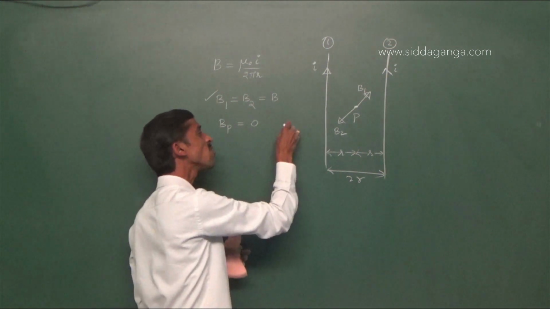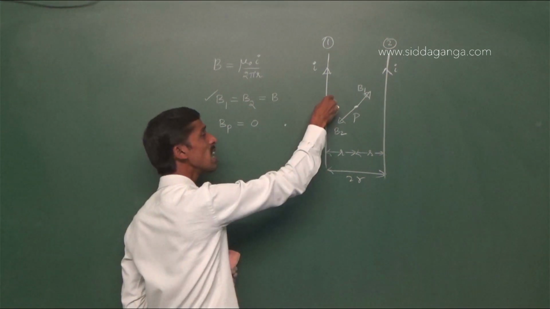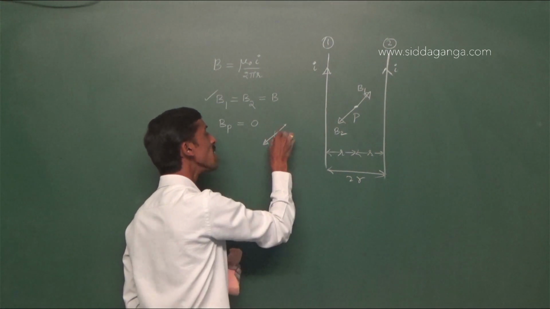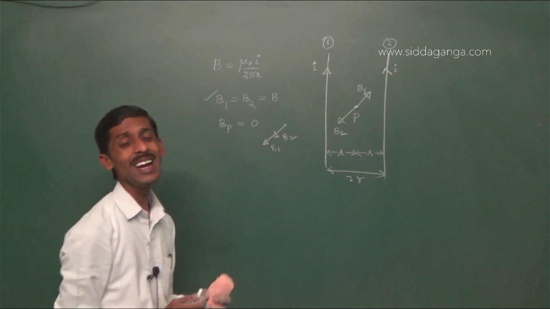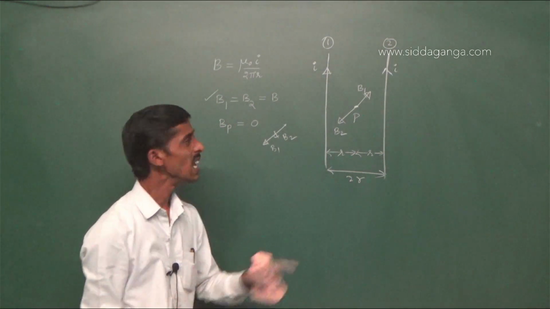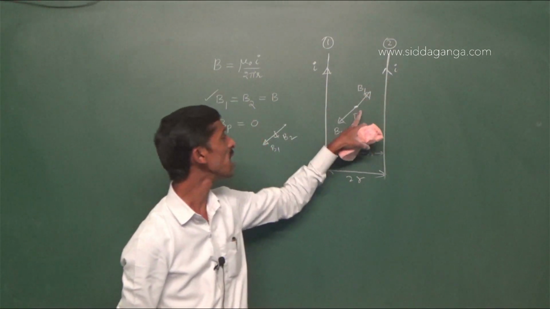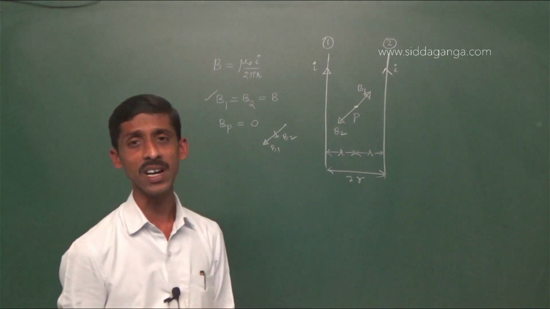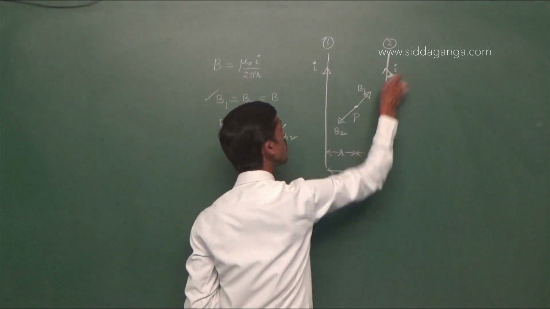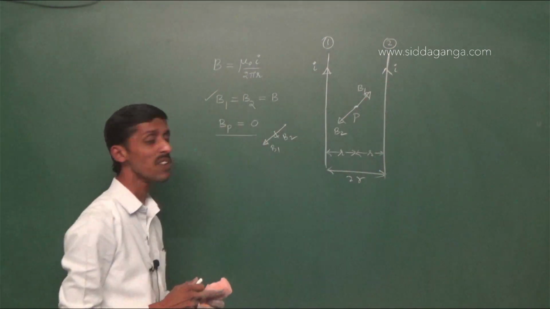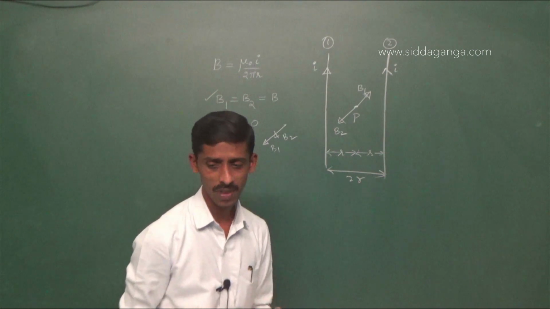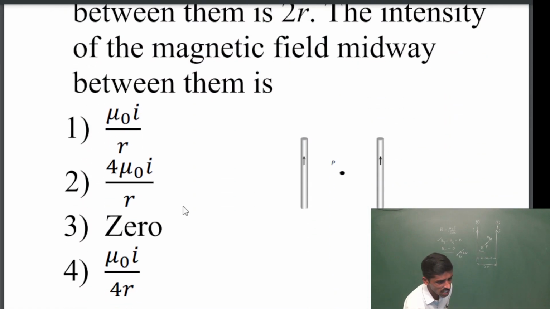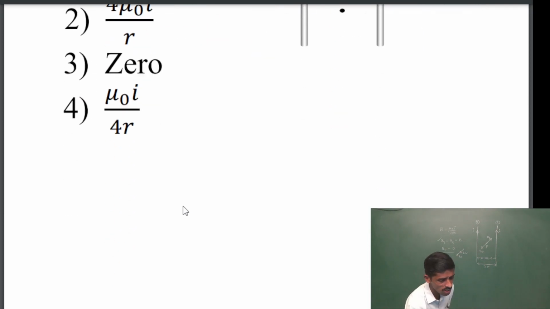For a point outside, due to the first wire the magnetic field will be outward, and due to the second wire the magnetic field will also be outward, so the fields will add. Even for different currents, for a point between the conductors the net field will be the difference between the individual fields. Here the currents are the same and the distances are the same, so the net magnetic field will be 0. So the intensity of magnetic field midway between them is 0. Third option.